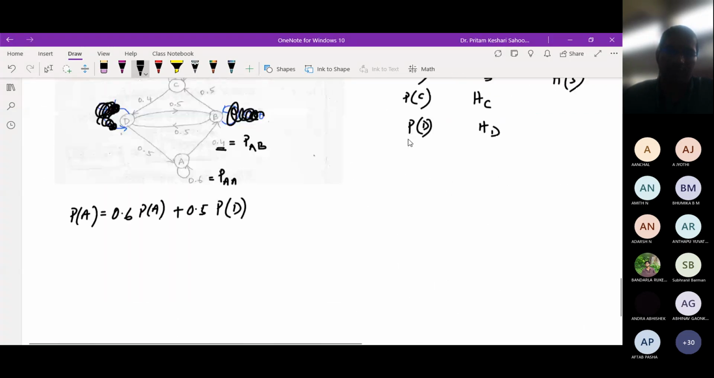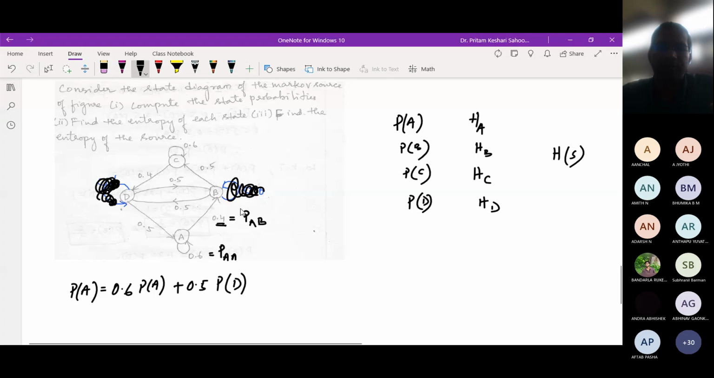Okay, but when we are writing the state probability or state expression, we have to write at what probability the state is falling on itself. So 0.6 is the probability that the state remains on itself, and 0.5 is the probability that another state, D, is falling on state A. So that's why we have written 0.5 into probability of D.